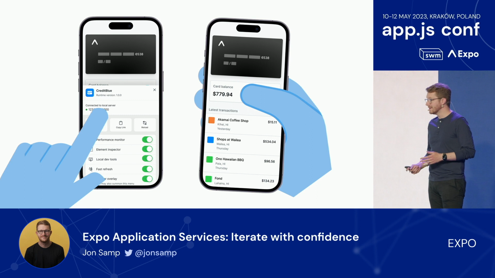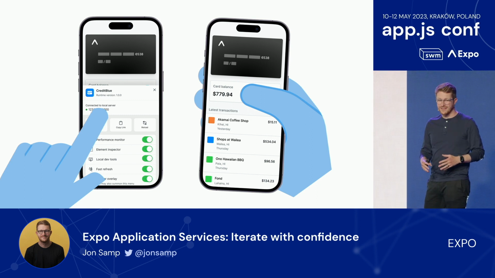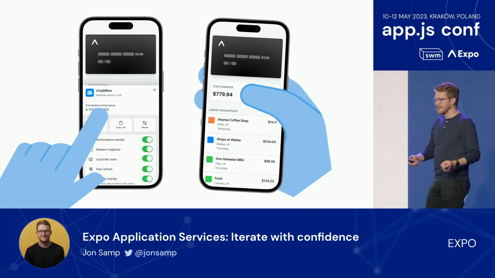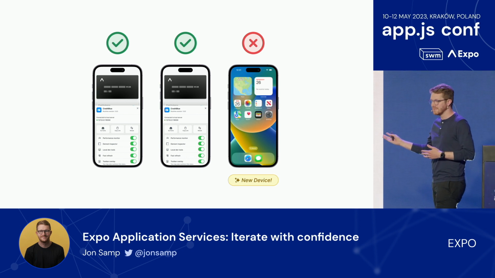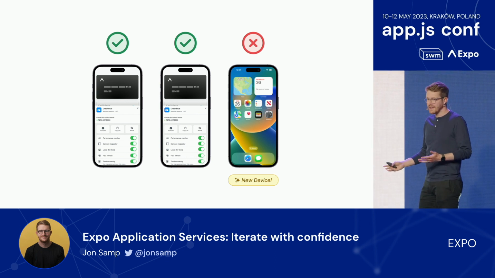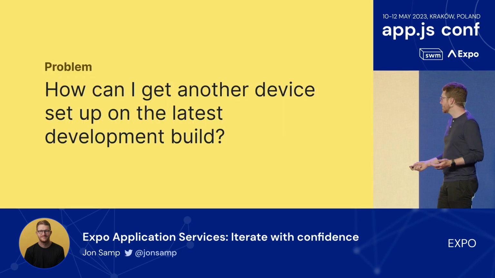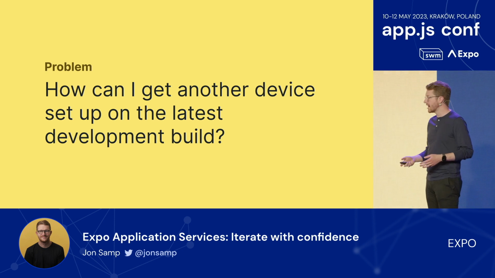This is super handy. But the thing that doesn't really work with this flow is that every single device needs to have their credentials built into the development build. And so we kind of run into this issue where if someone gets a new device on your team, or someone just joins your team, we then have to make an entire new build of your app. And this is a problem. How can I get another device on the latest development build of my app?